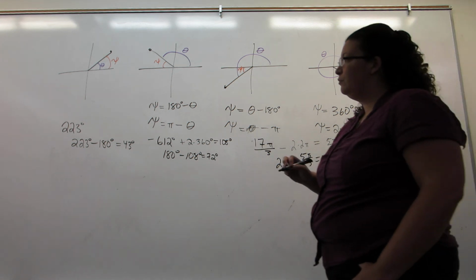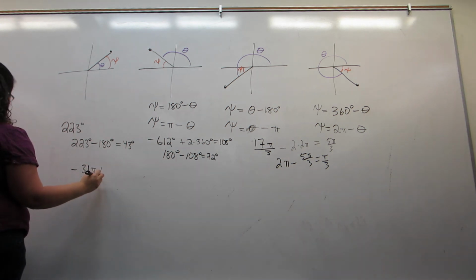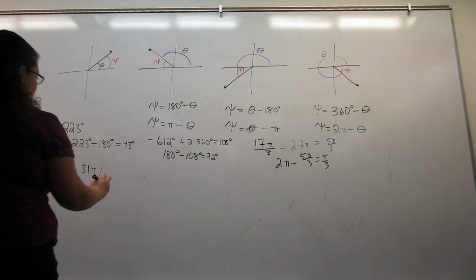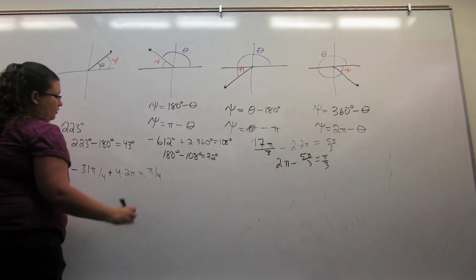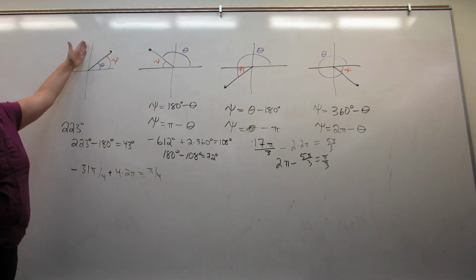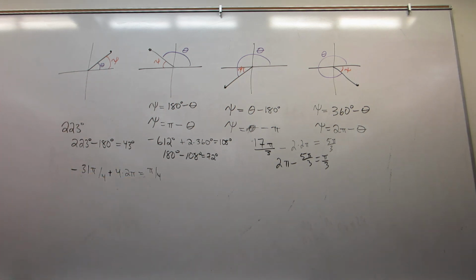Okay. One more example. Let's do negative 31 pi over 4. We need to get it between 0 and 2 pi, so I'm going to add a multiple of 2 pi, and in fact I'm going to add 4 times 2 pi, and this gives me the angle pi over 4. Pi over 4 is between 0 and pi over 2, so it's in the first quadrant, which means it is its own reference angle, just pi over 4.